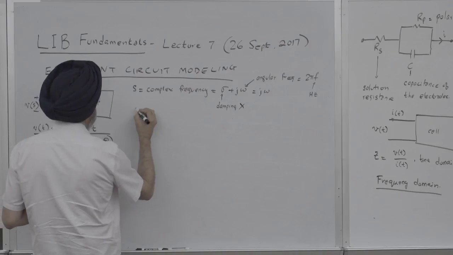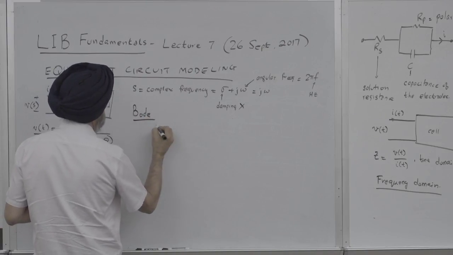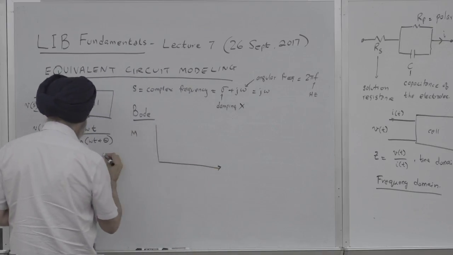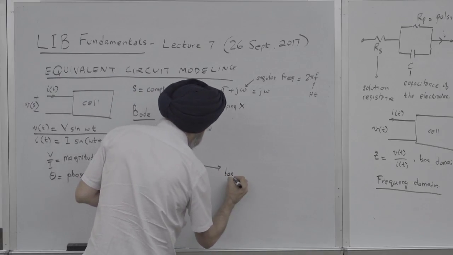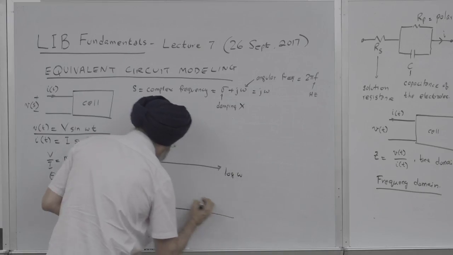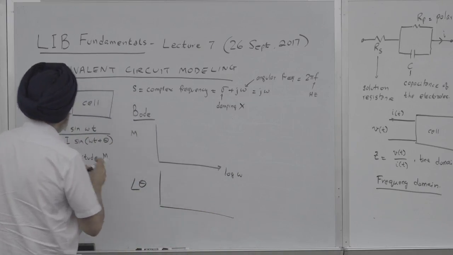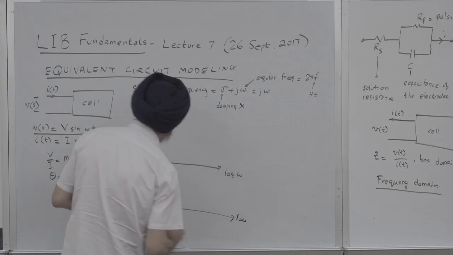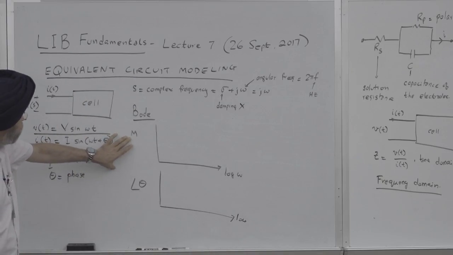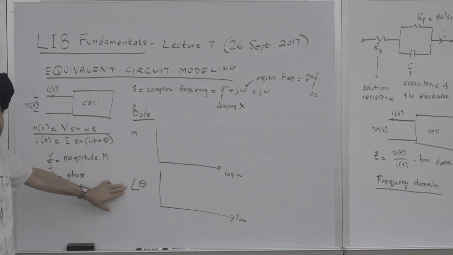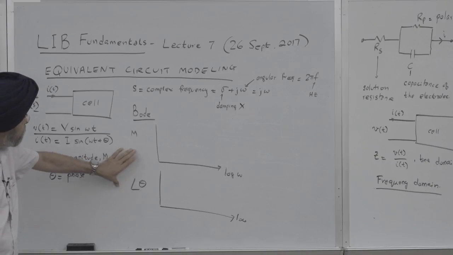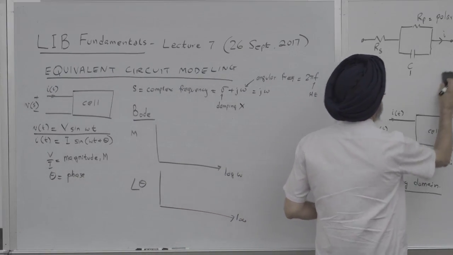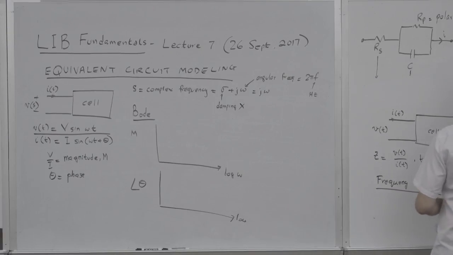So what we want to do in Bode plots is to plot the magnitude, I'm calling it m, versus log of omega, and we plot the phase difference between the voltage and the current versus log of omega. So that's what a Bode plot is. The magnitude of the impedance and the phase of the impedance. So we will plot this now for this circuit. I'll just clean up this area. So I'll draw it over here.